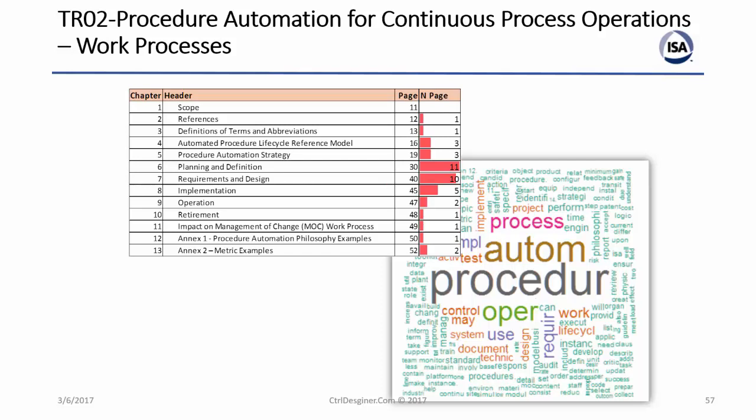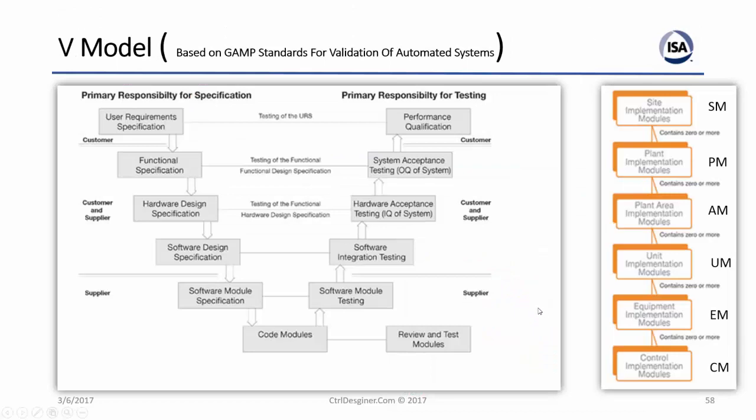Now, the main thing we can talk about is that when we want to implement a work process, the best way is to use the V-model developed by GAMP standards. And how do we relate this to our model here that starts with UM, EM, and CM? That's our focus area here.